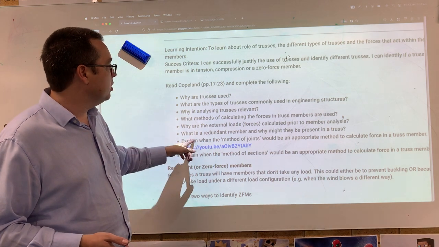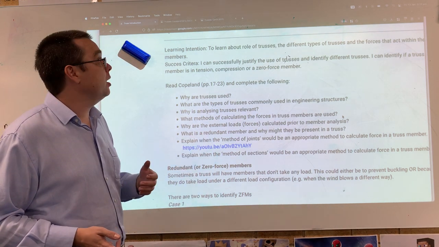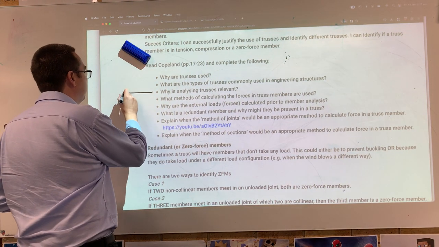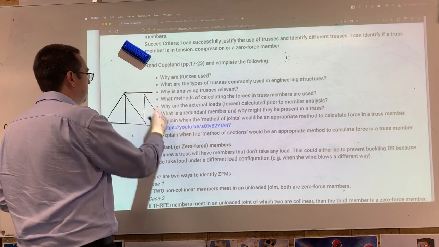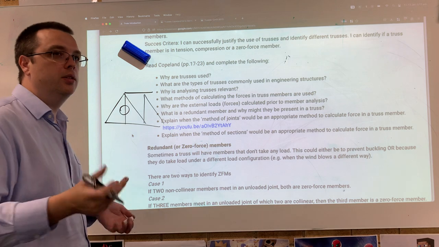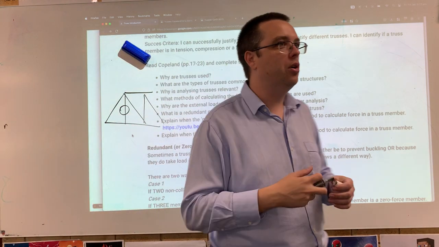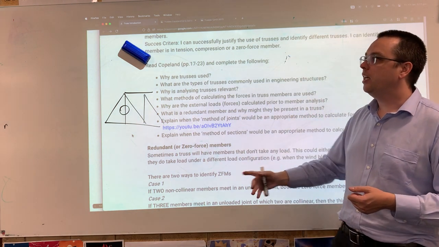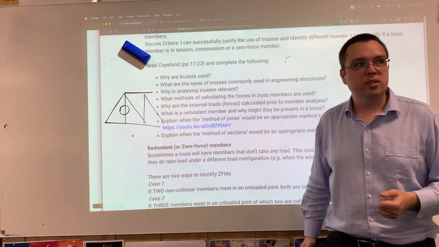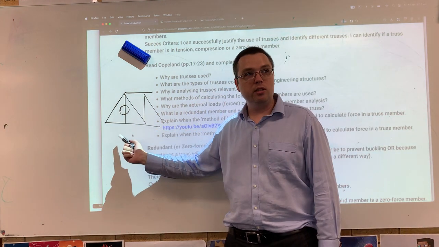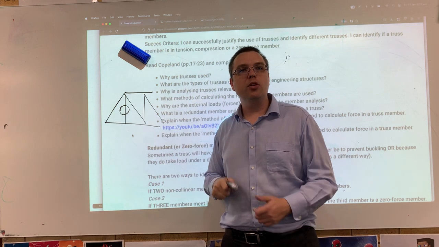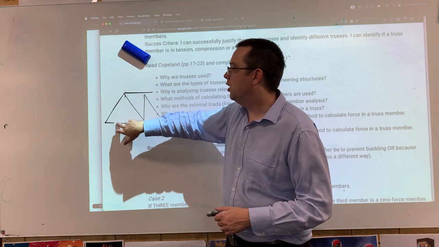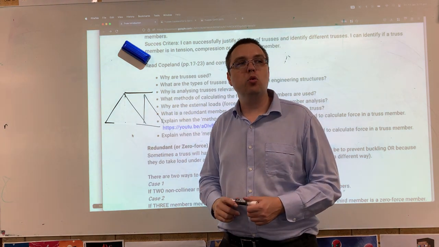Okay, what is a redundant member and why might it be present? So when we looked at that truss earlier, we said, why would they have a zero force member? Remember we saw that we said the side of a truss looks like this. And I drew a zero there, right? Anyway, so why is that there if it's a big fat zero? Couple of reasons. When the truck drives onto the truss, it's not a zero. The other reason is, if you didn't have it, this section here would be much more likely to fail, right, through something called buckling, right?